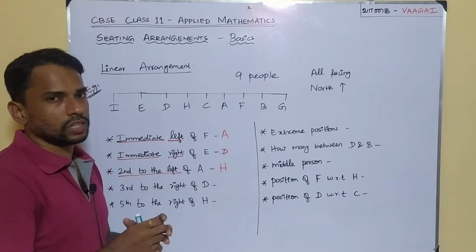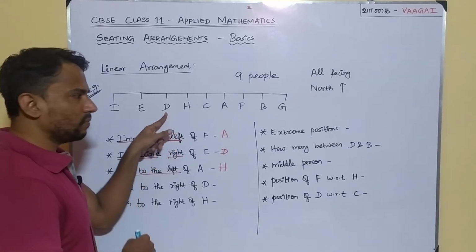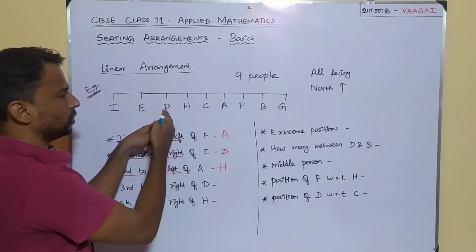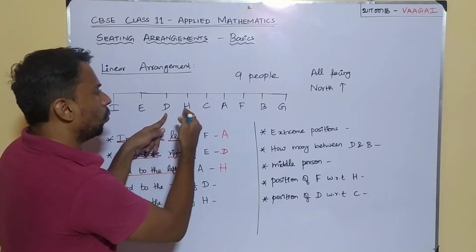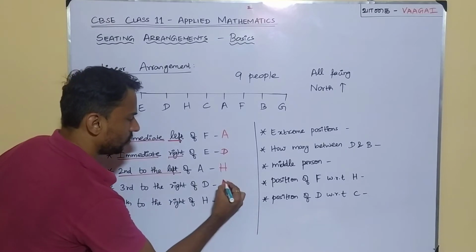And next, who is sitting third to the right of D? How do we answer this? D is here, and this time we have to move third right. Right-hand side means 1, 2, 3. Third right is going to be A. So the answer is A for this question.